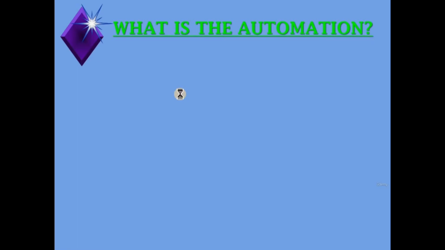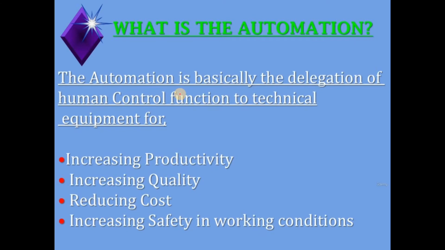What is automation? Basically, you all are aware of the automation concept. Automation is nothing but it will reduce the human efforts. So what happens if there is no existence of automation?